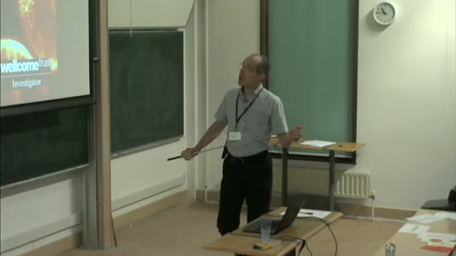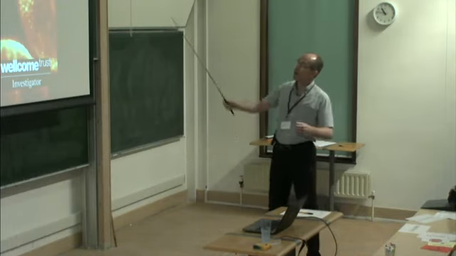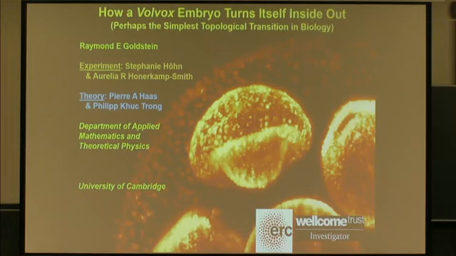And I'm going to talk about a problem which is a bit of a mouthful itself, how a Volvox embryo turns itself inside out, but the subtitle perhaps gets the message clearer. This is really probably the simplest example of a topological transition in biology involving cell sheets.